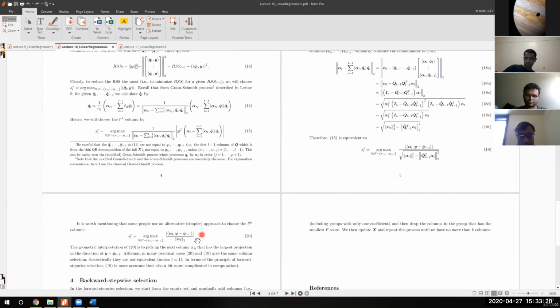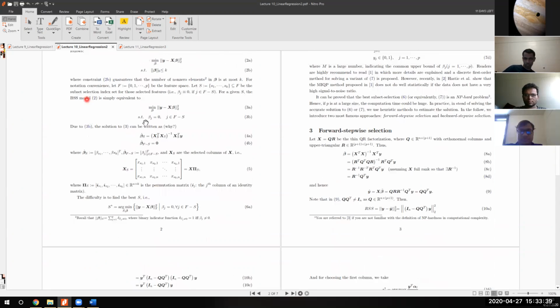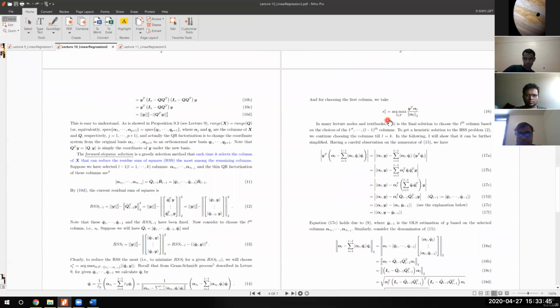If your X is huge, maybe you can do it this way, simply because it's faster. You don't need to do the QR decomposition here, because you have a Q L minus 1 T hat here. So you need a tilde here. This is tilde, so you need to do a QR decomposition. Okay, and this concludes the forward stepwise selection. Any questions here?